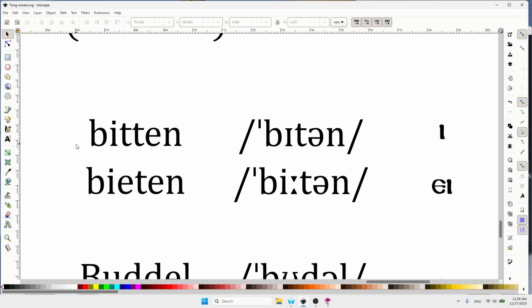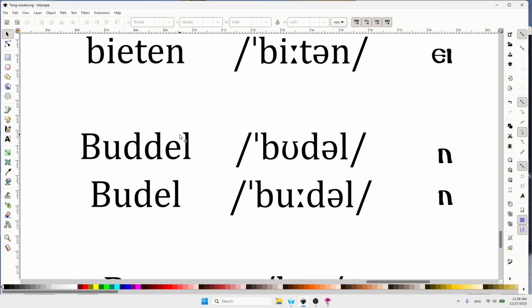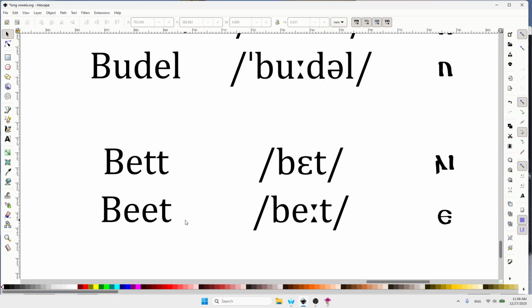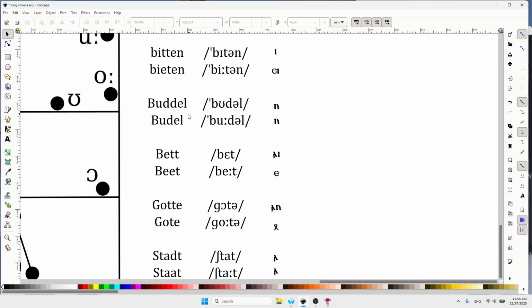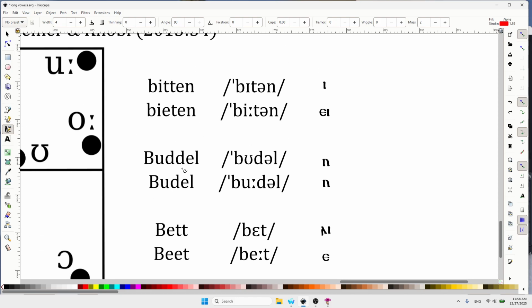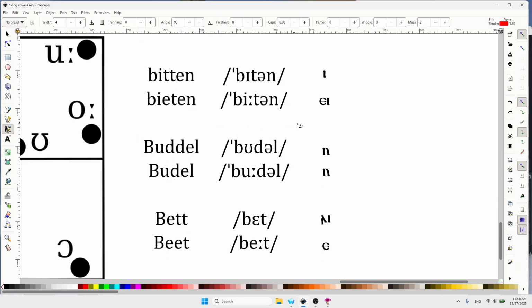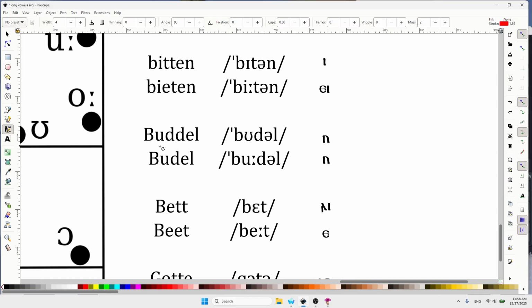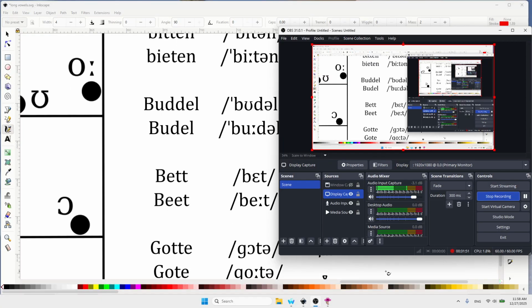So German, bitten versus beaten, Budel versus Budel, bet versus bet, and for some of these it was pretty difficult to find. I think both of these are dialectical, like one's only used in northern Germany, one's only used in Austria or something like that. But Pudel, Pudel, and I might be pronouncing those as overlong. I can't really tell.